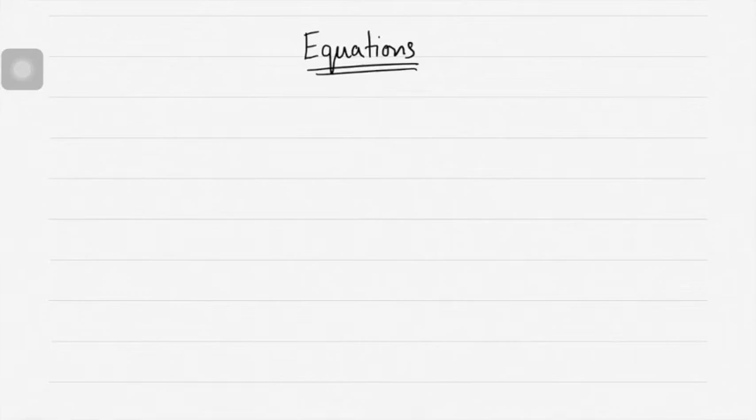Hello students, today we are going to study the second part of the chapter, which is equations. Okay, so let me write one equation for y'all. My equation is 3x plus 2y plus 5 is equal to 0.